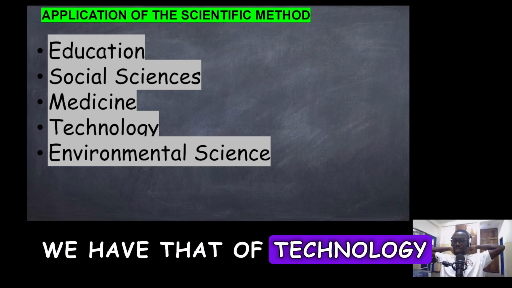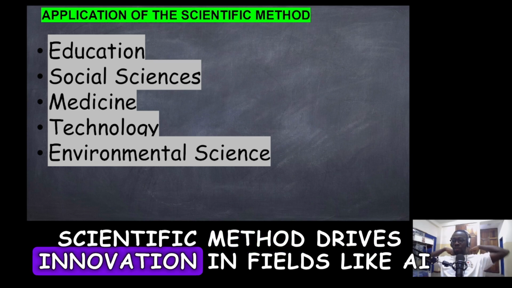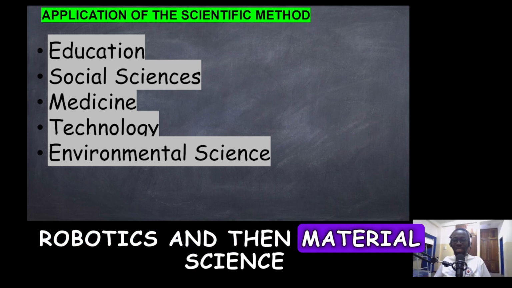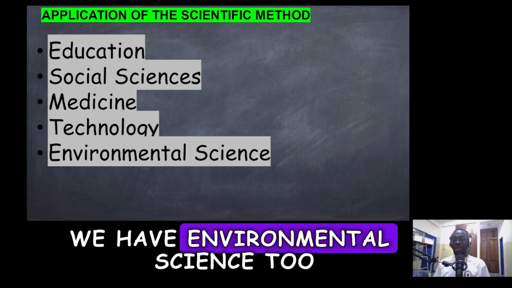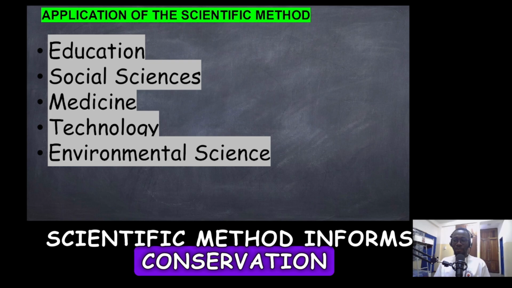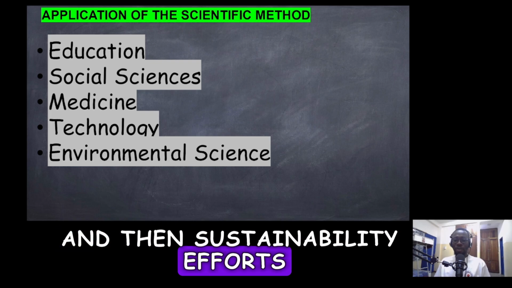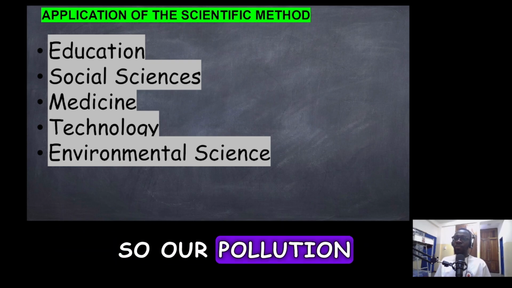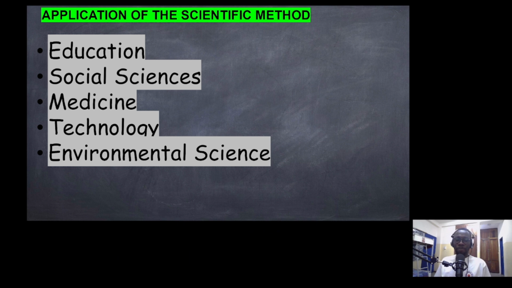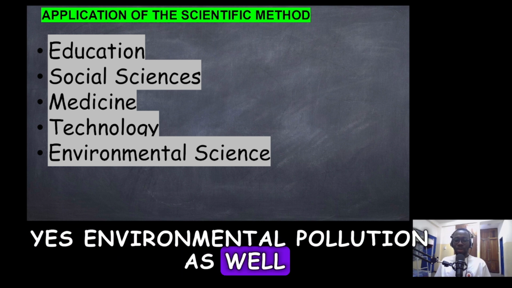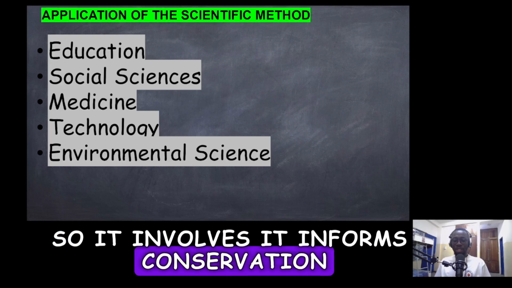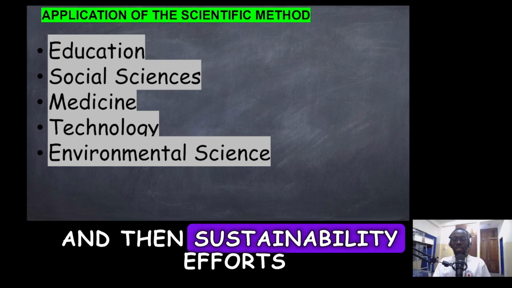We have that of technology. The scientific method drives innovation in fields like AI, artificial intelligence, robotics, and material science. We have environmental science as well. The scientific method informs conservation and sustainability efforts. So our pollution, our land degradation, and yes, environmental pollution as well. So it informs conservation and sustainability efforts.